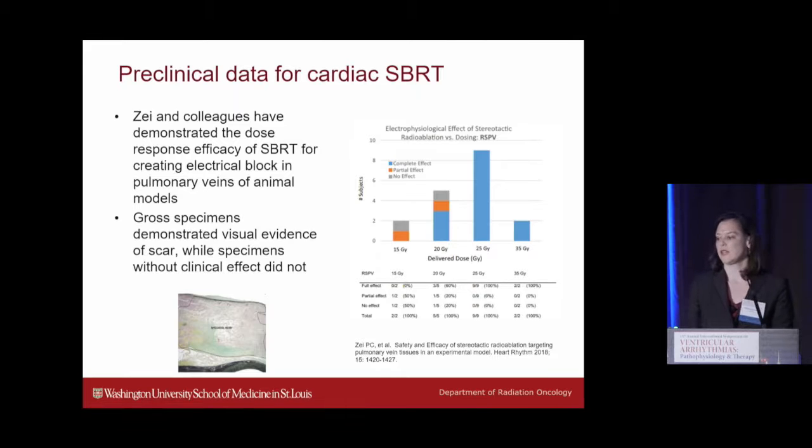Additionally, Dr. Paul Zei and colleagues have demonstrated the dose-response efficacy of SBRT in creating electrical block in the normal pulmonary veins of animal models. Gross specimens of the animals that saw complete clinical effect demonstrated evidence of scar on pathology, while specimens that were treated at lower doses and did not have a clinical effect did not see the scar formation.